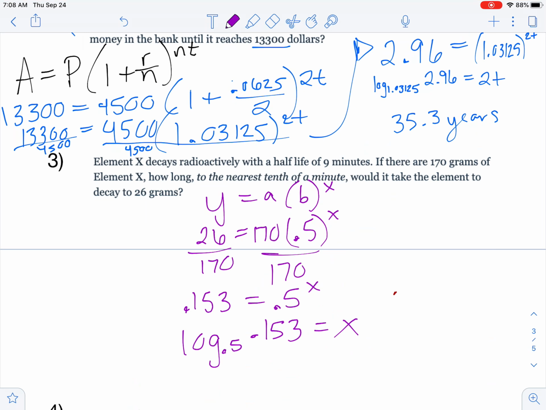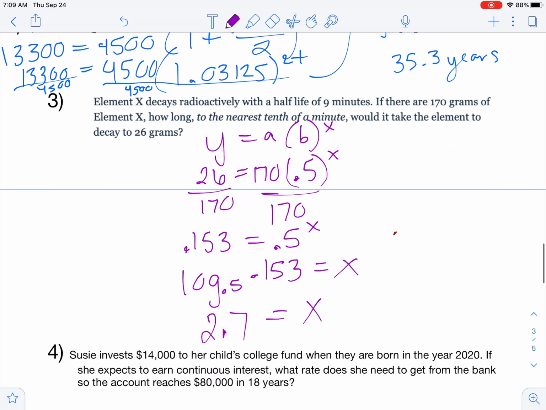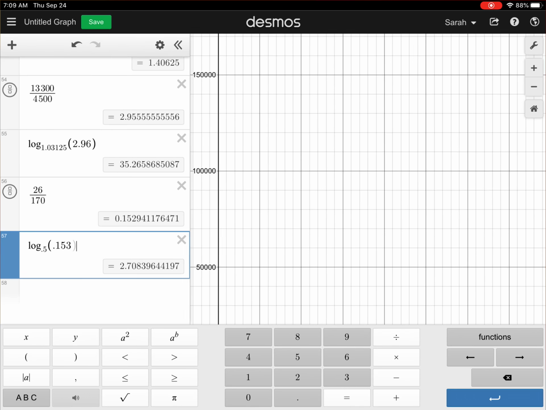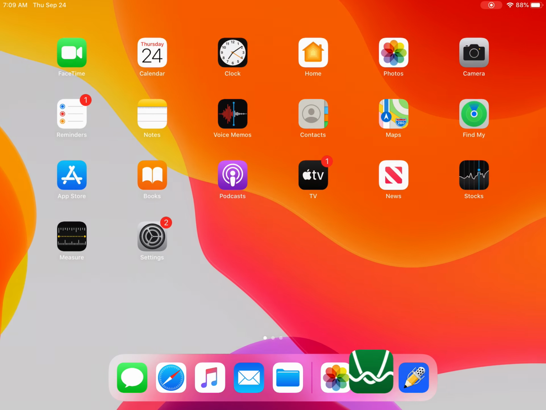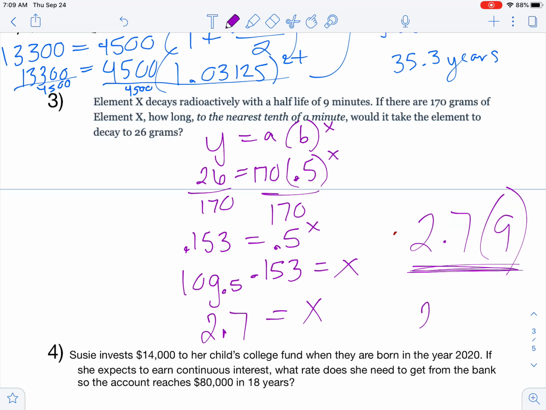That's about 2.7. Now, that's not actually the final answer. It doesn't mean it takes 2.7 minutes. It actually means it takes 2.7 half-lives of 9 minutes. So I just want to multiply by 9. 2.7 times 9 is my final answer, okay? Which would be 24.3 minutes.